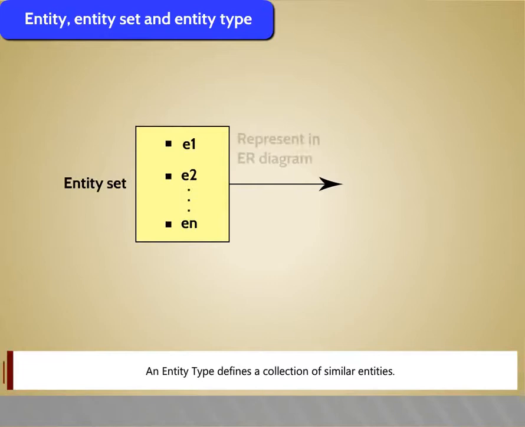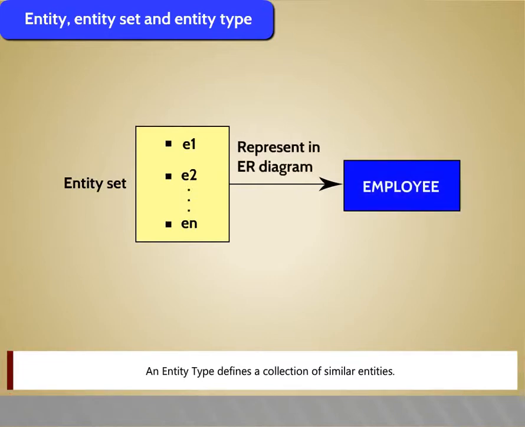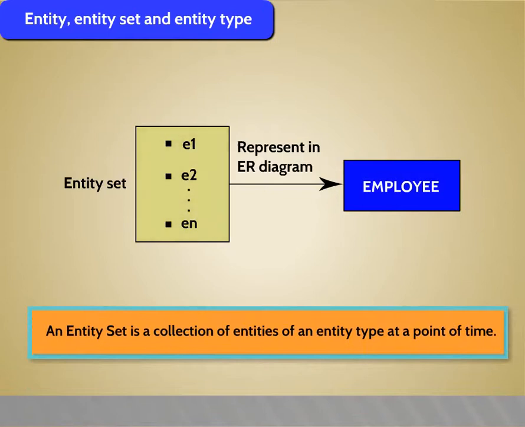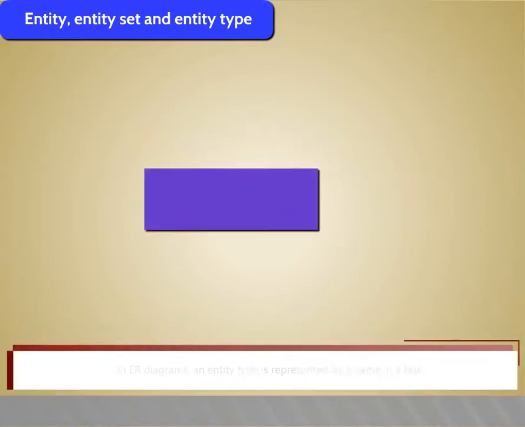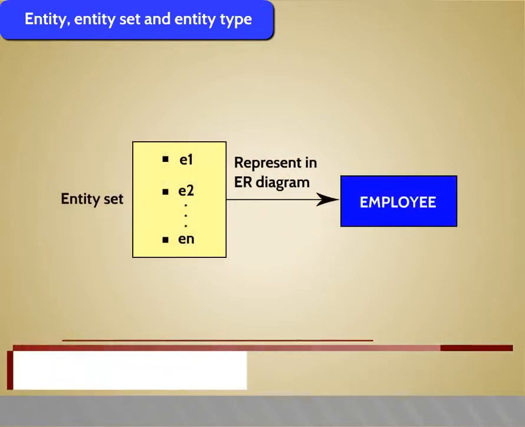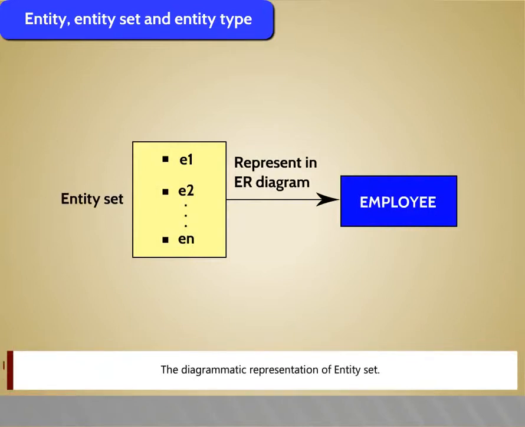An entity type defines a collection of similar entities. An entity set is a collection of entities of an entity type at a point of time. In ER diagrams, an entity type is represented by a name in a box. The figure is the diagrammatic representation of an entity set.